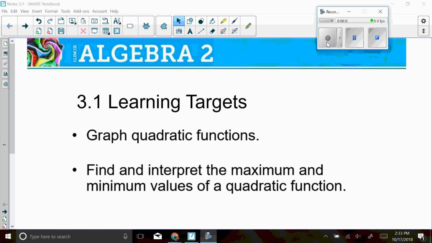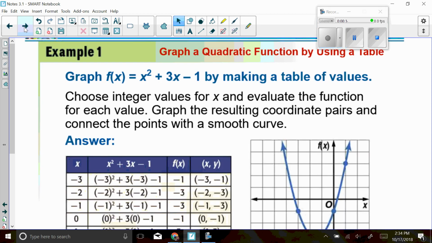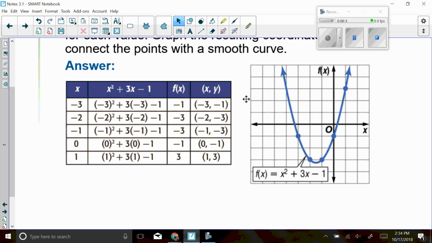There, this is the 3.1 notes, and in the 3.1 notes, our learning targets are graphing quadratic functions and finding and interpreting maximum and minimum values of a quadratic function. So first thing we want to do is graph a quadratic function by using a table, and we know that in our graphing calculator we can type in this function, x squared plus 3x minus 1, and we can come up with a nice table of values and plot a nice graph with a smooth curve. It should be a U-shaped graph, and I expect that all of you have exact values.